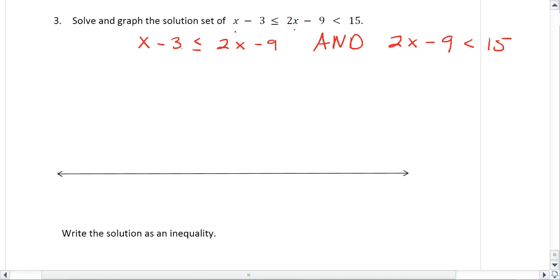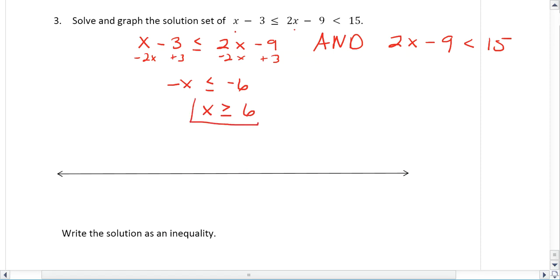You just write x minus 3 less than or equal to 2x minus 9, and then we just put the right side, 2x minus 9 is less than 15, and go ahead and solve these separately using the undoing method. So here we'll subtract a 2x from both sides, and we will add a 3 to both sides. So I hope that's okay, I'm doing 2 steps at once. So I end up with negative x less than or equal to negative 6. And of course, we have to divide both sides by that negative 1, and of course, flip the inequality. So x is greater than or equal to 6.